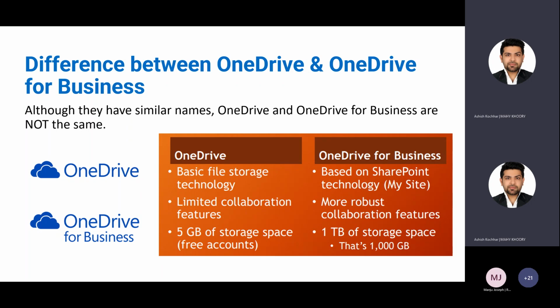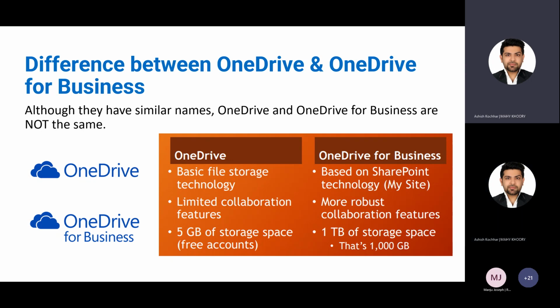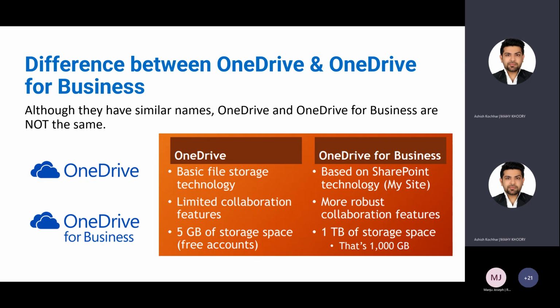So if you see the OneDrive on the left hand side, it is a basic file storage technology that you have to install on your systems. Now this OneDrive for Business is based on SharePoint technology, which means it is on cloud. It is very much similar to SharePoint where you are sharing your files. Then on OneDrive, there was a limited collaboration feature, but in OneDrive for Business, there is a more robust collaboration feature. There are multiple features with which you can collaborate with your colleagues.